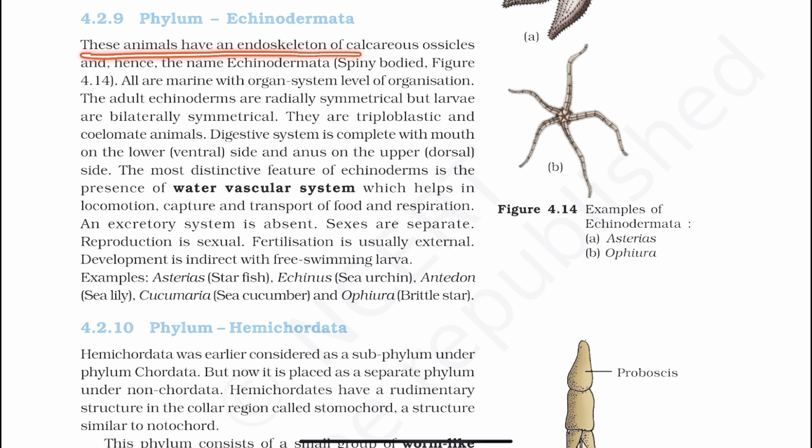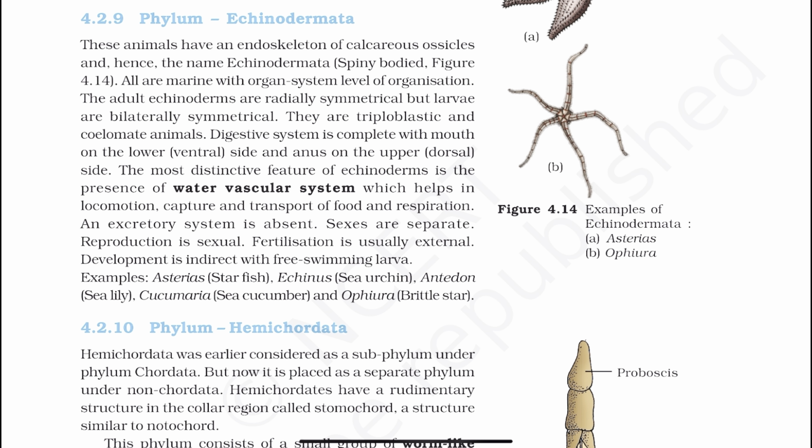These animals have an endoskeleton of calcareous ossicles and hence the name Echinodermata, spiny bodies. Figure 4.14. All are marine with organ system level of organization. The adult echinoderms are radially symmetrical, but larvae are bilaterally symmetrical. They are triploblastic and coelomate animals. Digestive system is complete with mouth on the lower ventral side and anus on the upper dorsal side. The most distinctive feature of the echinoderms is presence of water vascular system, which helps in locomotion, capture and transport of food and respiration. An excretory system is absent.